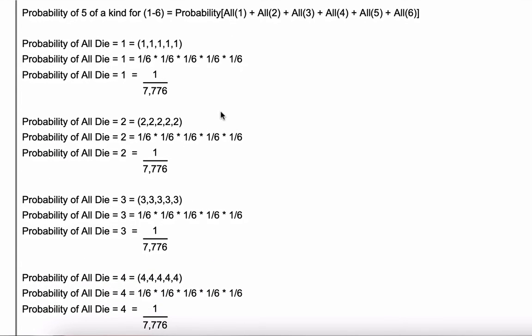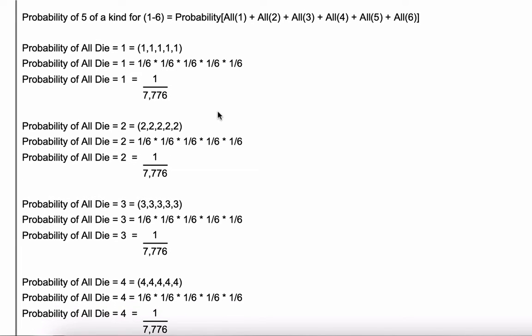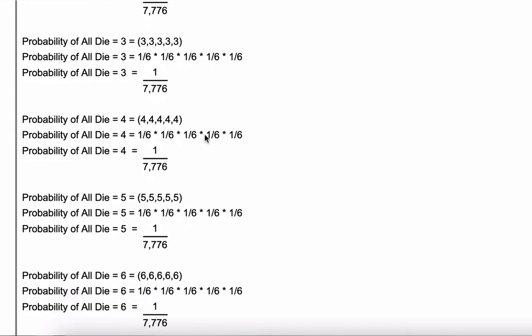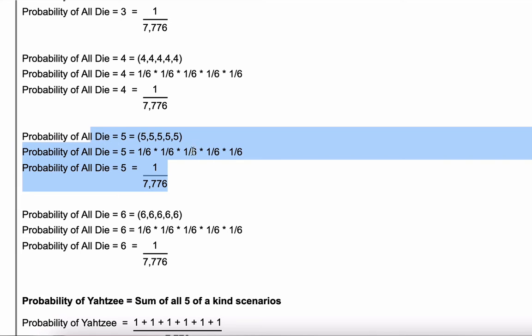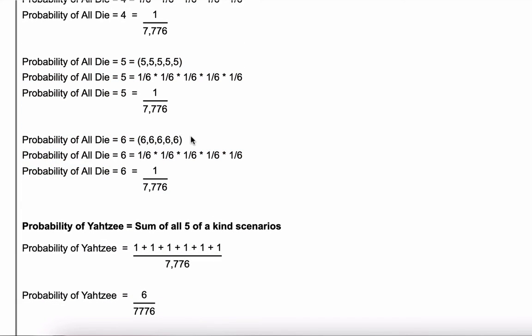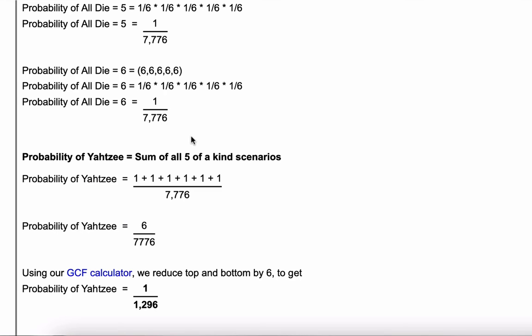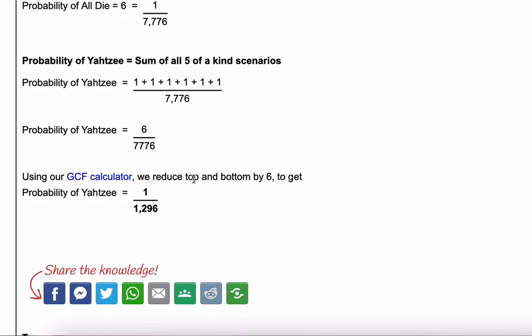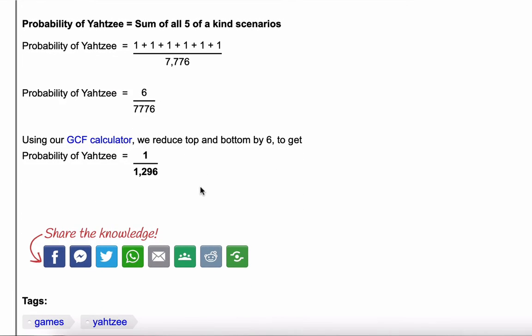So what I'm doing here is I'm laying out each of the 6 Yahtzee scenarios, because there's only 6 types of rolls you can get a Yahtzee on. So all ones, all twos, again, the same probability, all threes, all fours, all fives, and finally all sixes. If you add up all 6 of those probabilities, you will get 6 over 7,776. Using the greatest common factor of 6, we can simplify this and we'll get 1 over 1,296. So that's how we get the probability of Yahtzee.